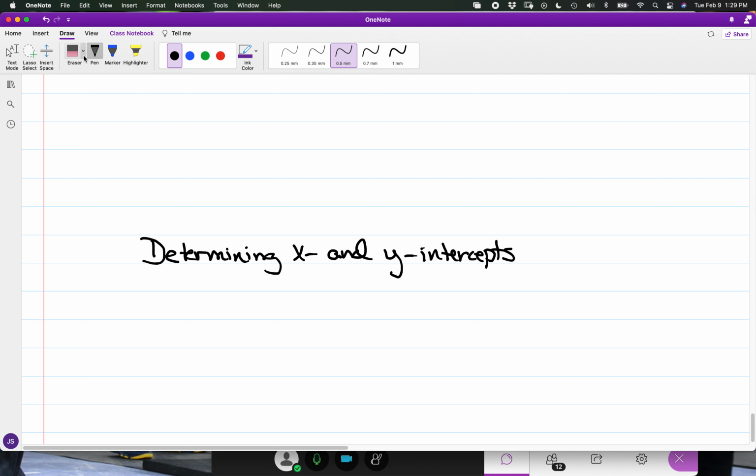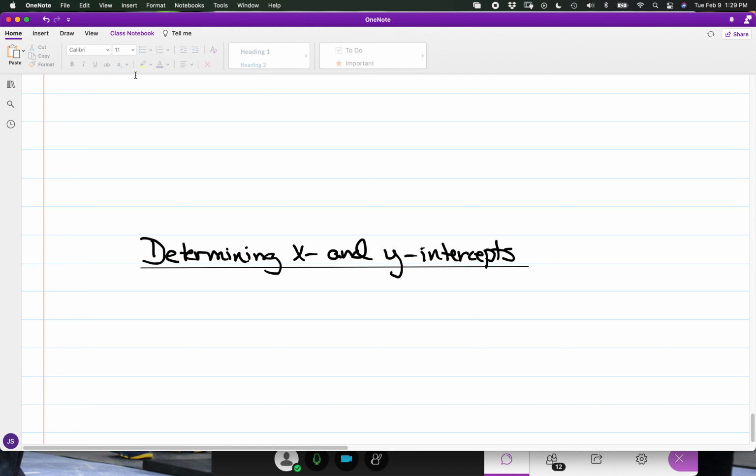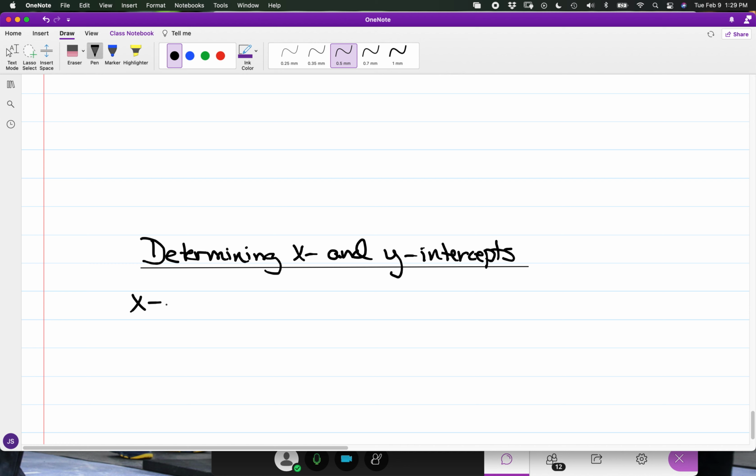Now for this part, in the determination of x and y intercepts, now for x-intercepts, the general coordinates, you're going to have x, 0. And each x-intercept is going to be the location where the graph crosses or touches the x-axis.